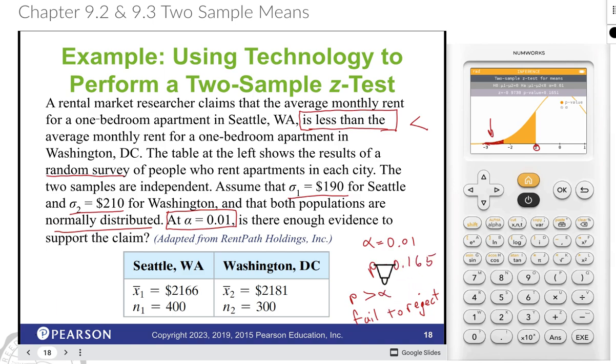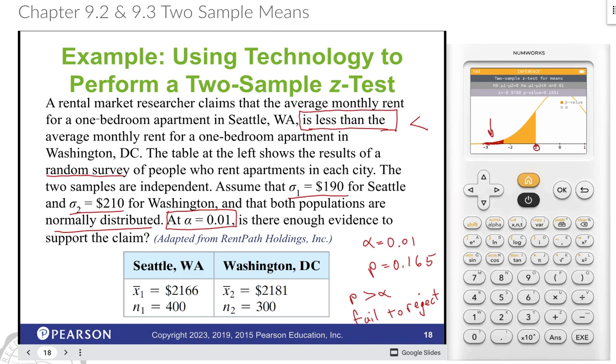Now, we can't say that they're different or that one is less, we can't really say anything. We just do not have enough evidence to say that the rents in Seattle are less than the rents in Washington, D.C. We don't have that evidence. We can't say they aren't. We can't say they are. We can't really say anything. But that's the hypothesis test.